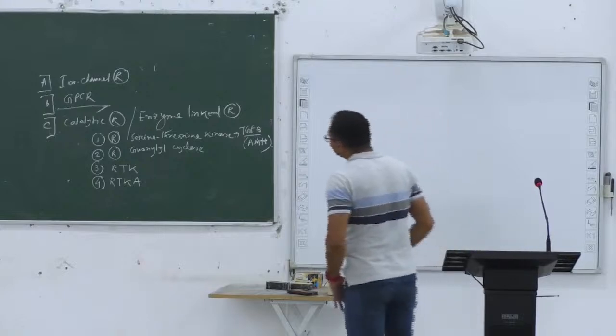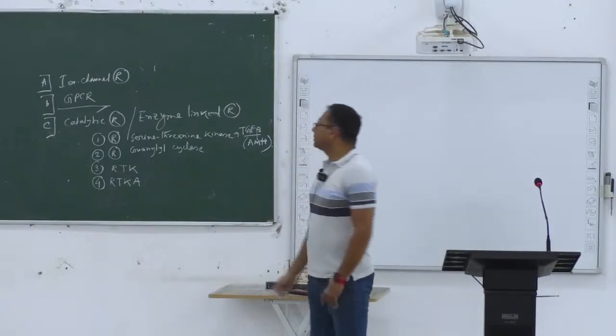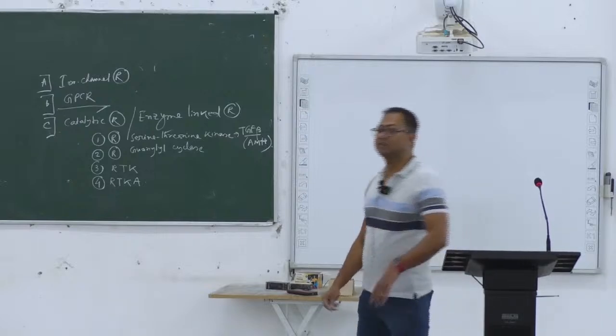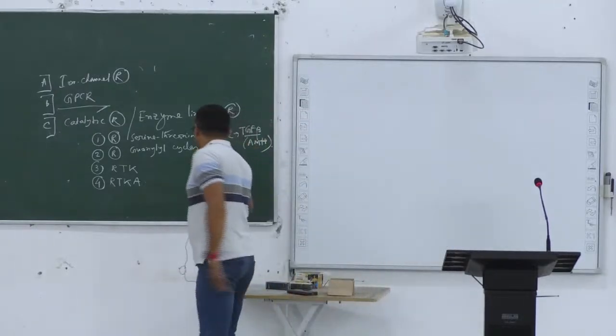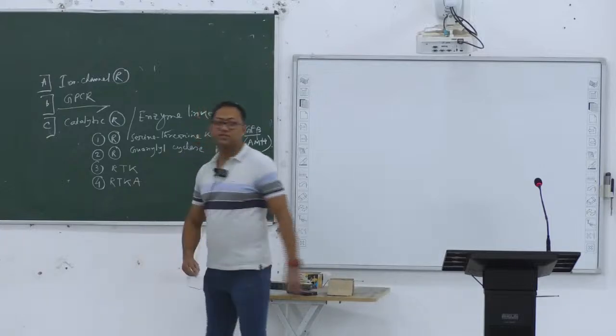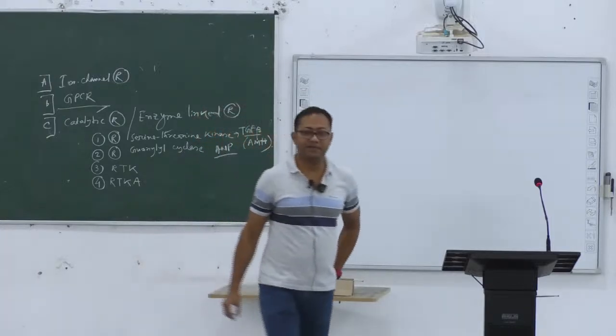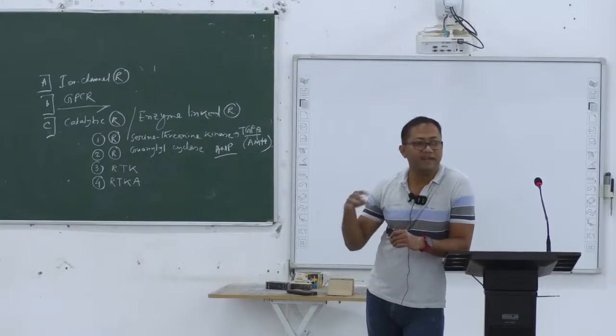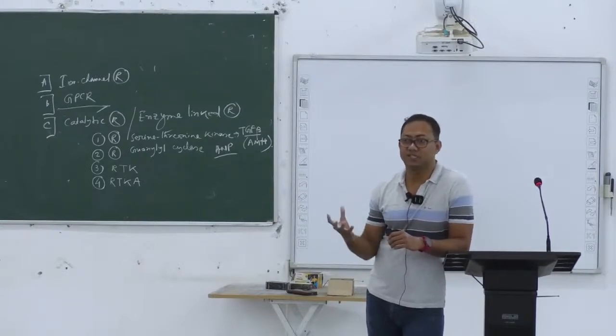Okay. Now next is receptor guanylyl cyclase. Receptor guanylyl cyclase, and the example is, yes, very nice, ANP, atrial natriuretic peptide. Atrial natriuretic peptide is a hormone which is released from the atria whenever there is stretching.